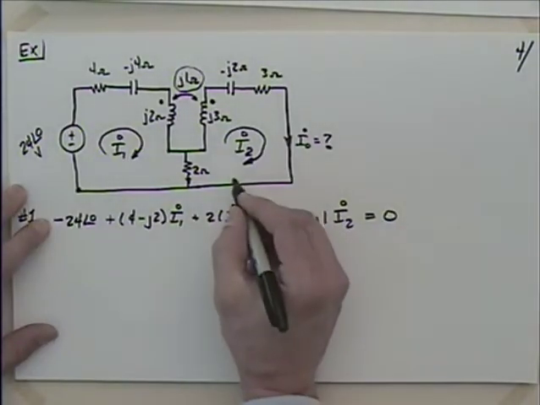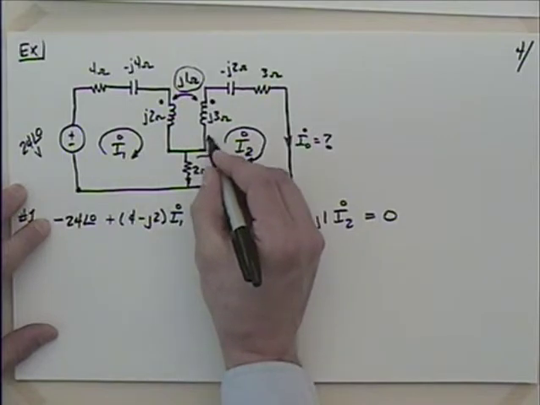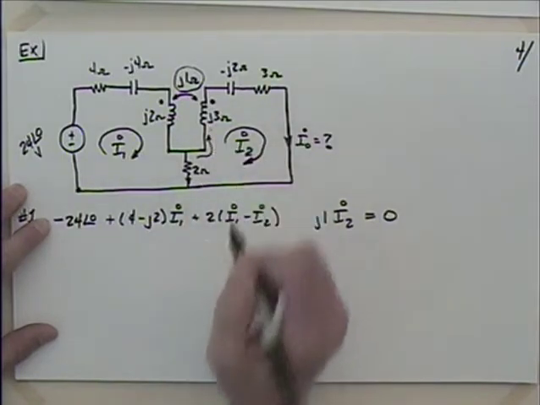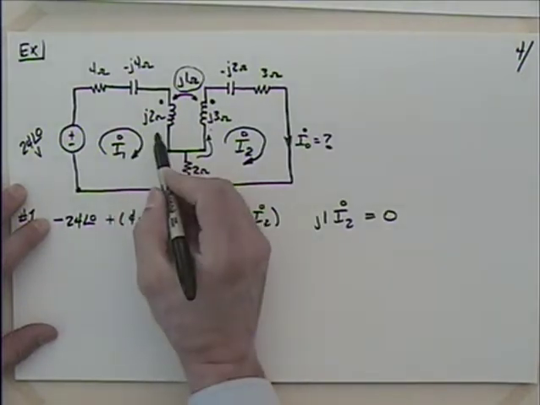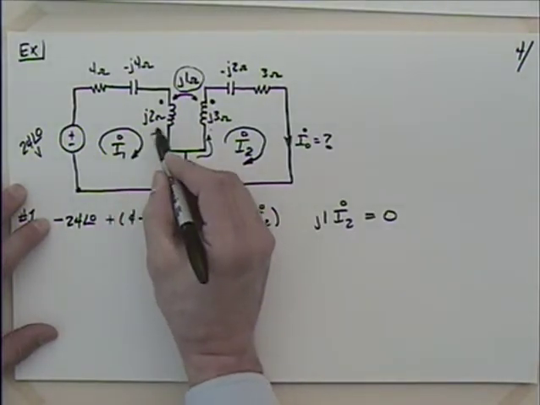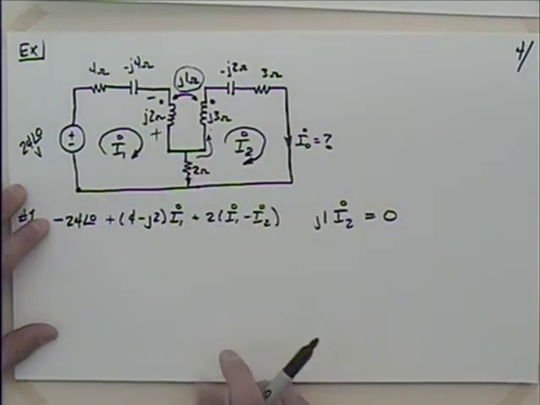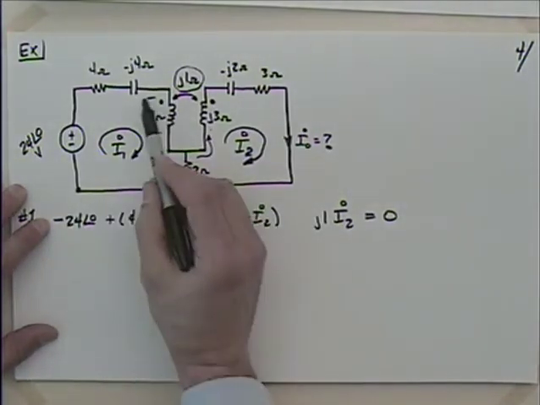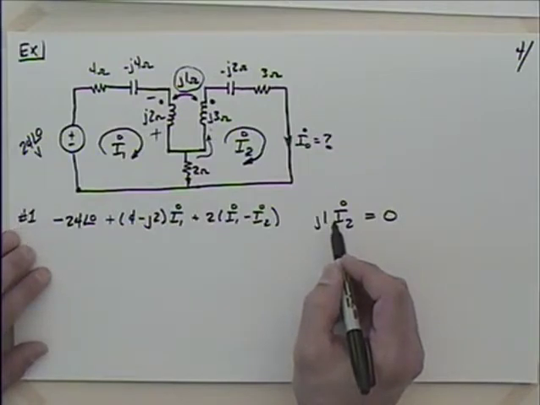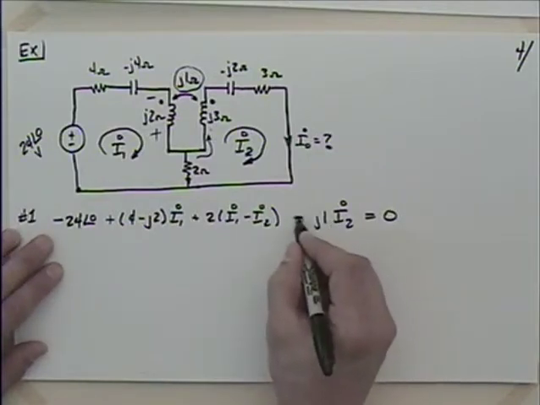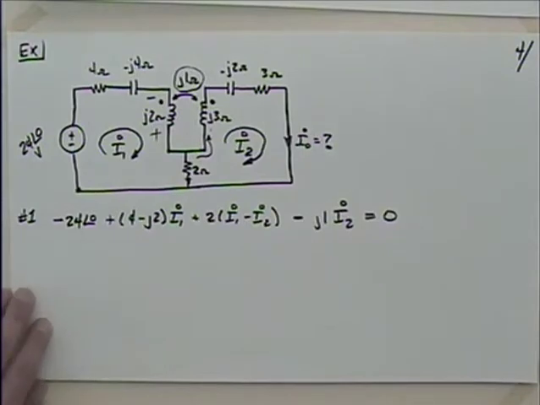And now the work comes: is it positive or is it negative? Well, this I2 comes around here and enters this non-dotted terminal. So which terminal is going to be positive over here? Positive and negative, isn't it? So as I went around that in a clockwise fashion, I went from negative to positive. So this term would have been a gain. How do we treat gains? Negative. Okay. Everyone's good on that?